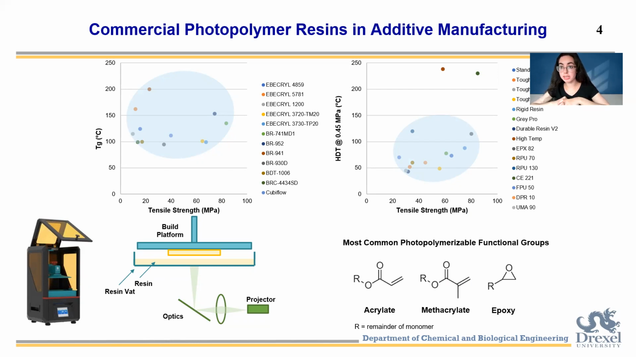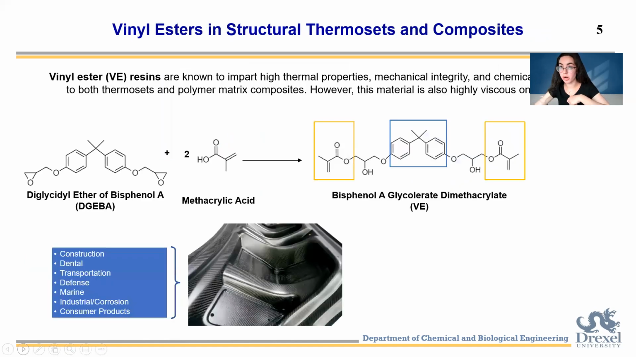They also cure a lot slower, so they're not as amenable to additive manufacturing techniques as acrylate-based systems are. Vinyl ester resins are known to impart high thermal properties, mechanical integrity, and chemical resistance to both thermosets, and when they're used in polymer matrix composites as well.